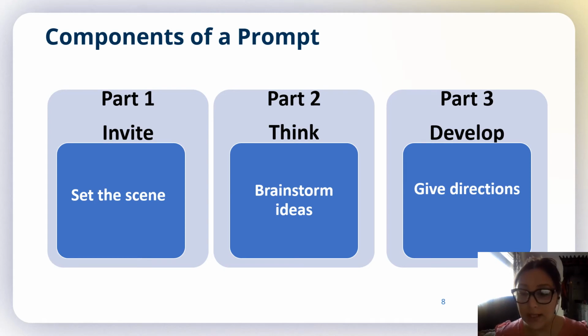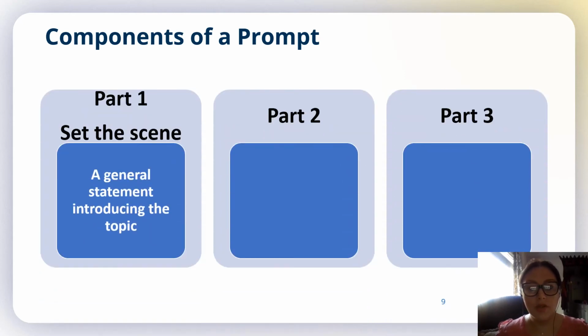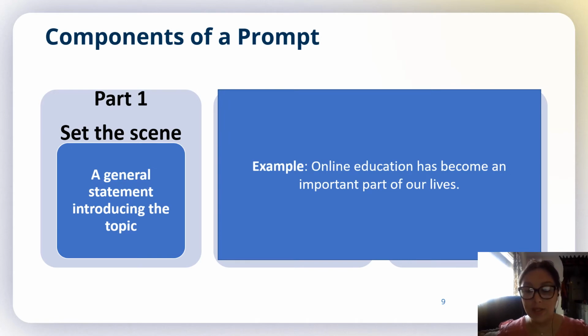So that's all very abstract. Let's take a closer look at each part and see an example. So part one, setting the scene. This is usually a general sentence or statement that generally introduces the topic, kind of raises the schemata or helps the student know what they're going to be writing about. An example of this would be something about online education, very current. Something along the lines of online education has become an important part of our lives. There are no specific requirements here, nothing about include this or that, or nothing to help them brainstorm ideas. It's just a general topic sentence, if you might say, that introduces the topic.